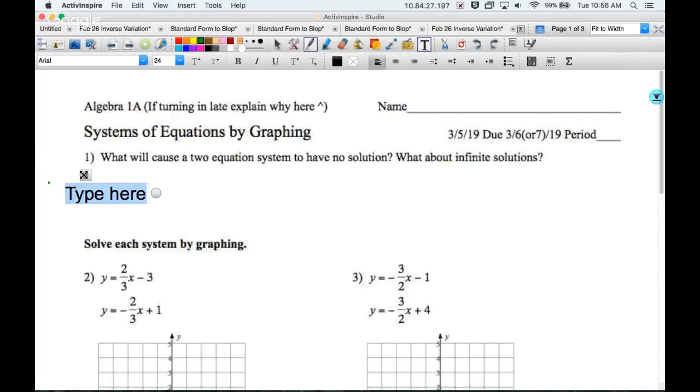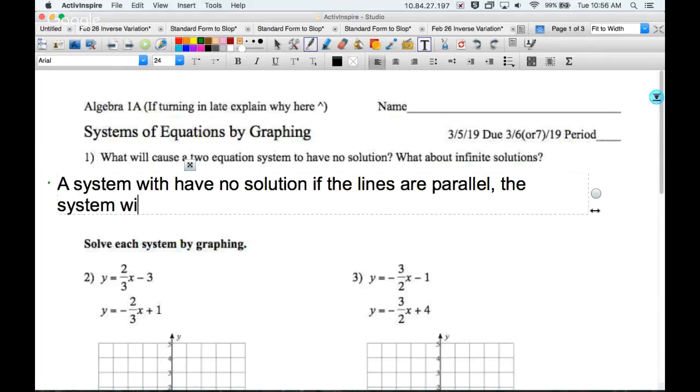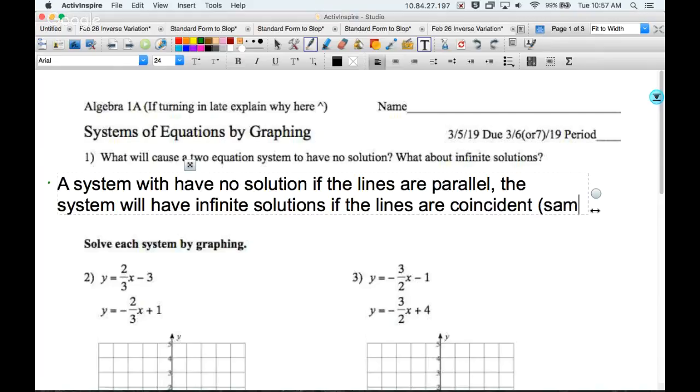This is what I would write for a problem like this. A system will have no solution if the lines are parallel. The system will have infinite solutions if the lines are coincident. Means they are the same line.